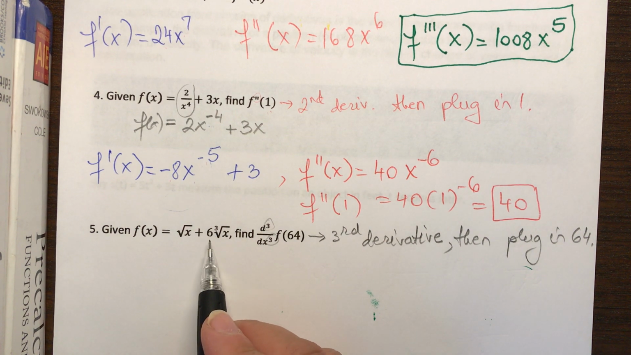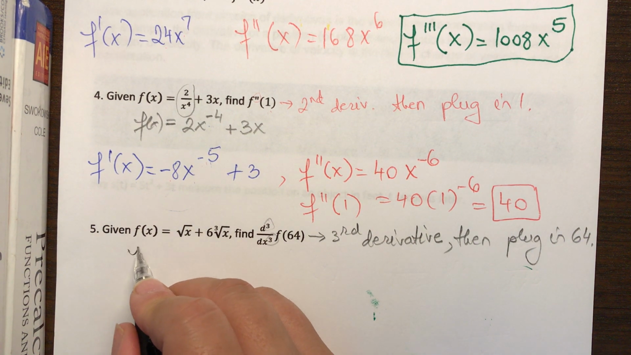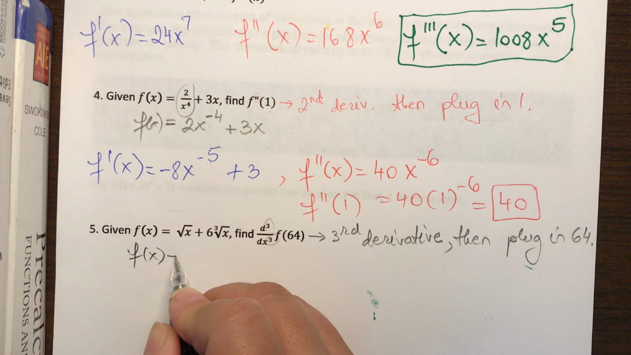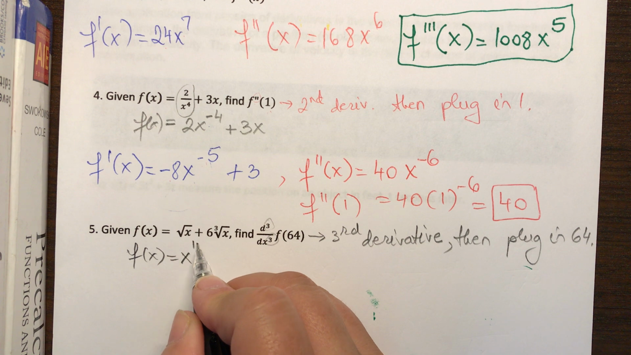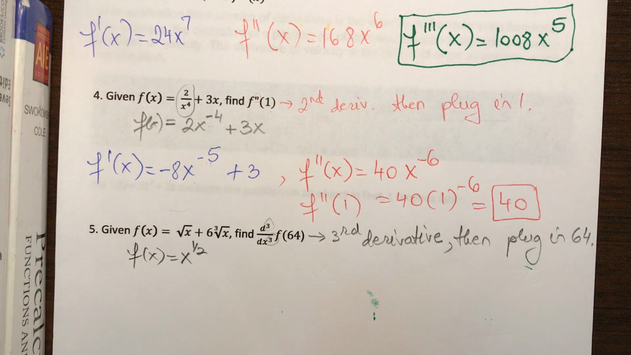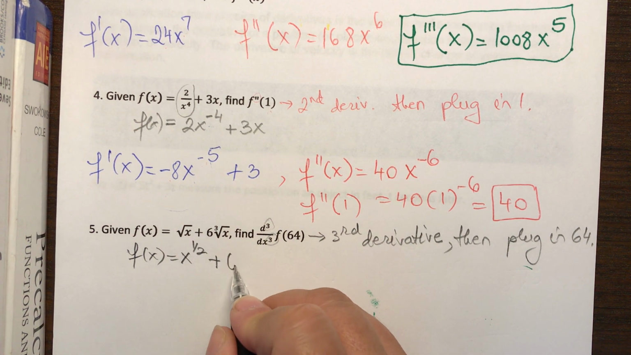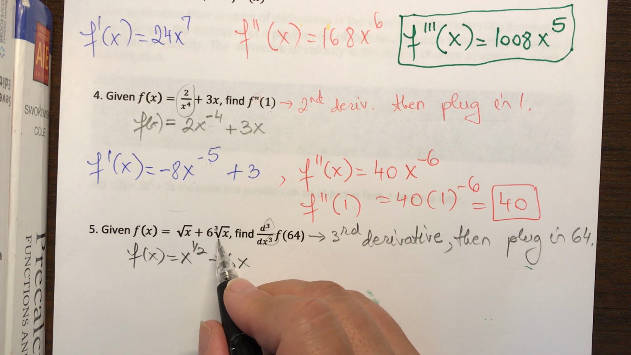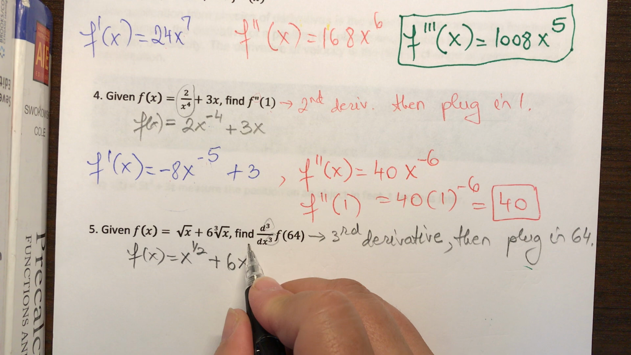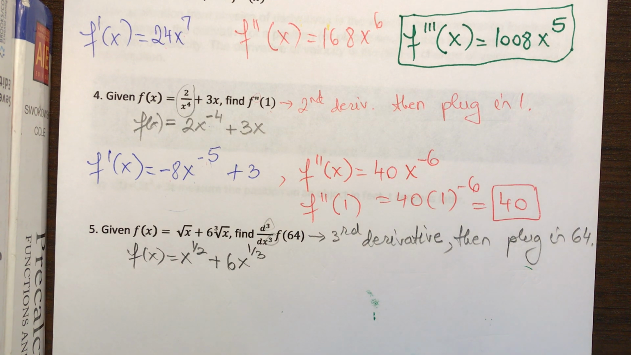Before I even find any derivatives, what else do I have to do? I have to fix this function. So rewrite these in terms of exponents so that we can use that power rule. So square root is a 1/2 exponent. A cube root of x is a 1/3 exponent. Okay.